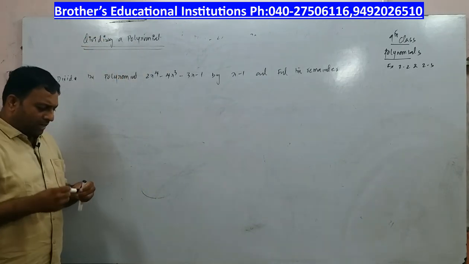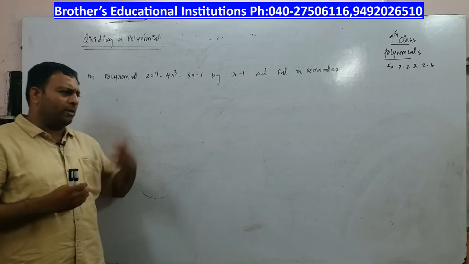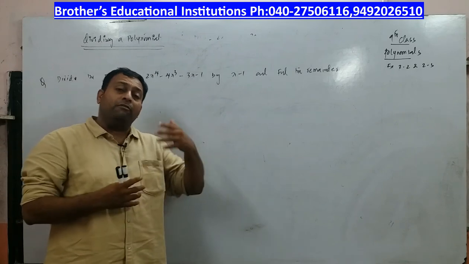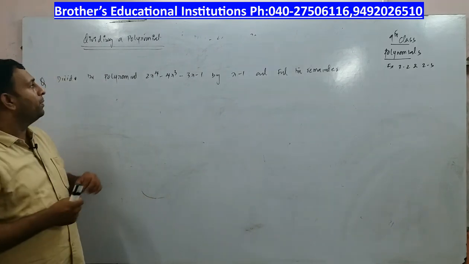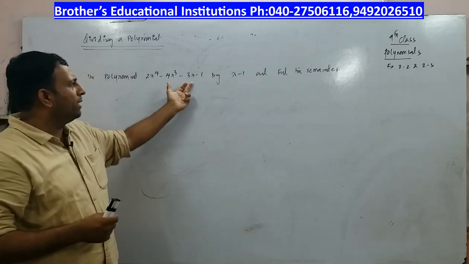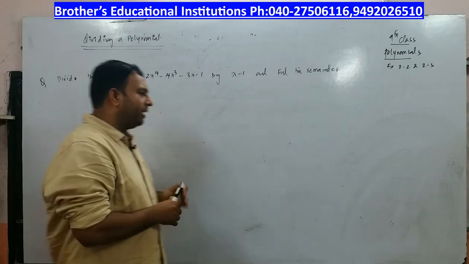Children, in the last exercise, we have dealt about finding the zeros of a polynomial and the problems related to zero of a polynomial. Now in this exercise, we are going to deal with dividing a polynomial with a polynomial. Now I have a problem in front of you. Divide a polynomial 2x power 4 minus 4x cube minus 3x minus 1 by x minus 1 and find the remainder. How am I going to do?